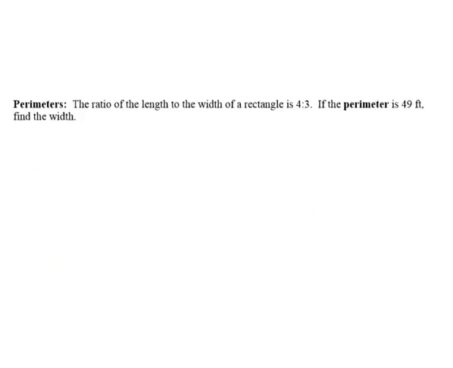All right, the last problem that we are going to look at today is our perimeter problem. It says the ratio of the lengths of the width of a rectangle is 4 to 3. So length to width. So this represents the length, this represents the width. If the perimeter is 49, find the width. So perimeter of a shape is when we add all the sides together.